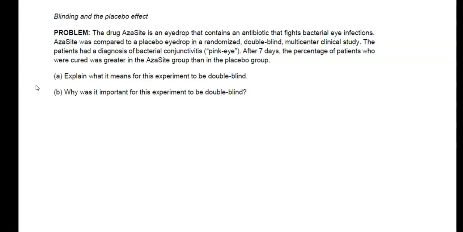Explain what it means for the experiment to be double-blind. So that means not only the sick people, the experimental units, didn't know if they were getting the real drug or not, but also the person administering the drug or the non-active drug called the placebo didn't know which one the people were getting. Why is it important to be double-blind? Because, again, human nature. Let's see what they say.